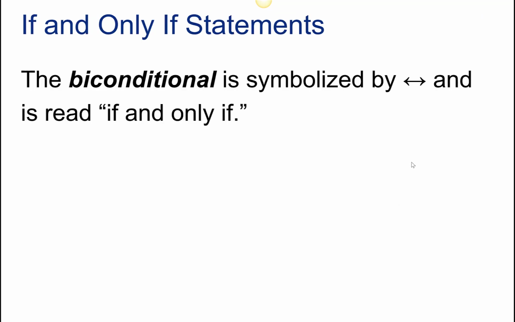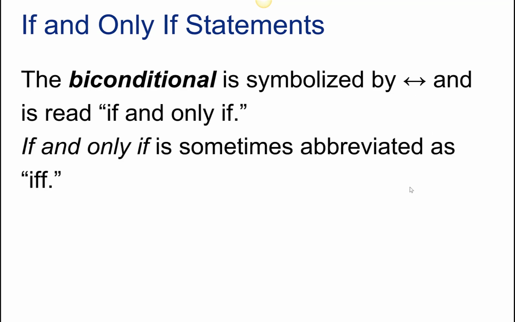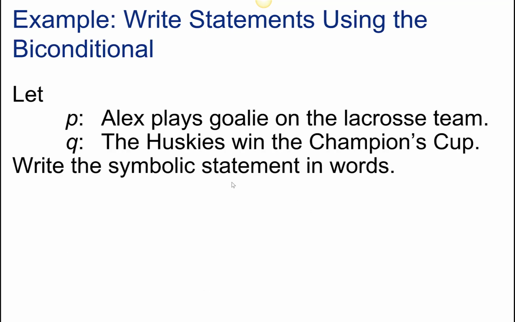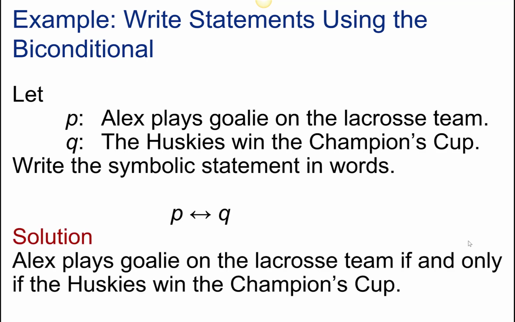The biconditional is represented or symbolized by a double-sided arrow, and it's read as if and only if. And we write it like this: P, if and only if Q. So we want to write this symbolic statement in words, and they've given us two simple statements. P, Alex plays goalie on the lacrosse team. Q, the Huskies win the Champions Cup. So it's going to be: Alex plays goalie on the lacrosse team, if and only if the Huskies win the Champions Cup.